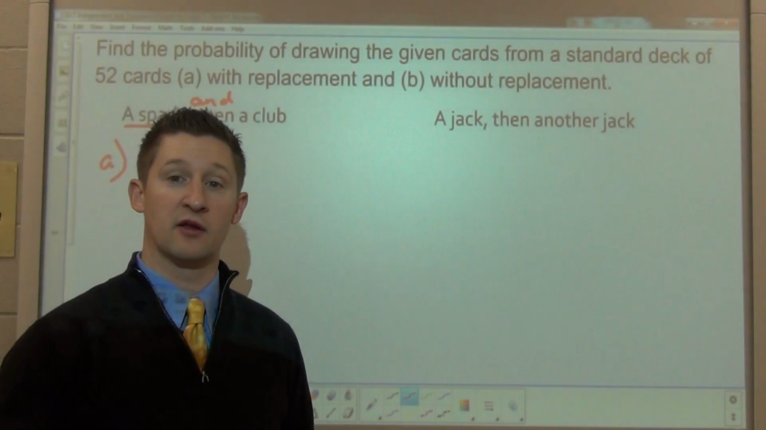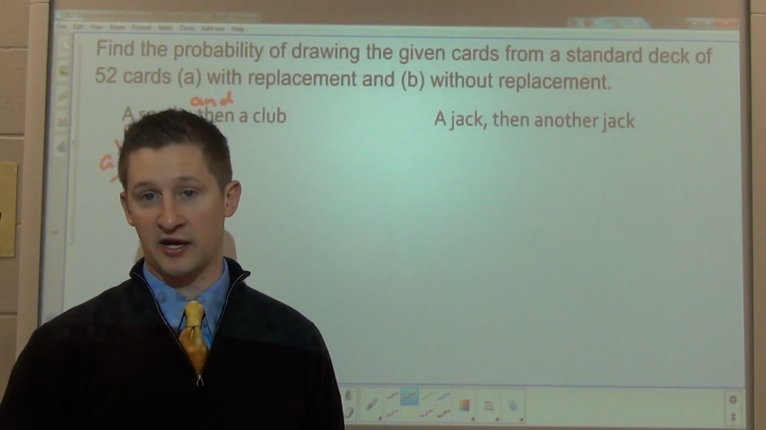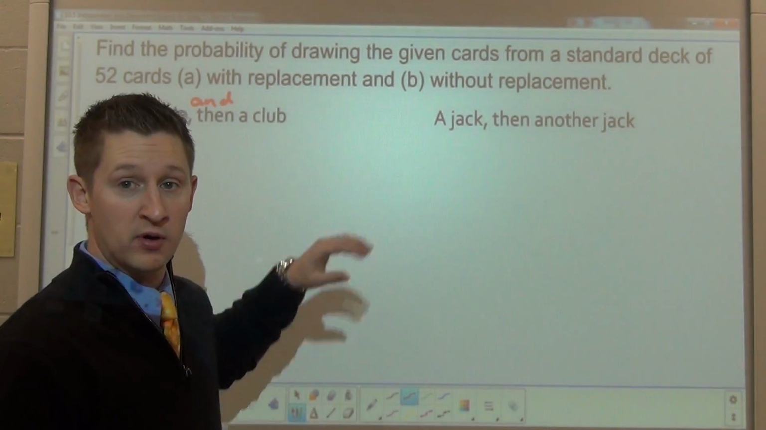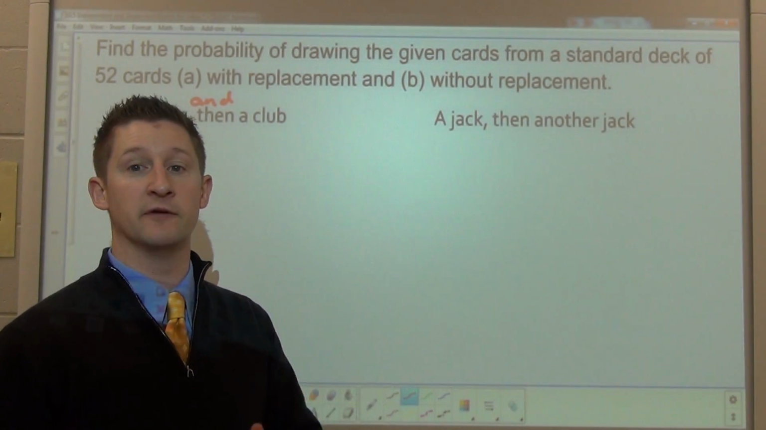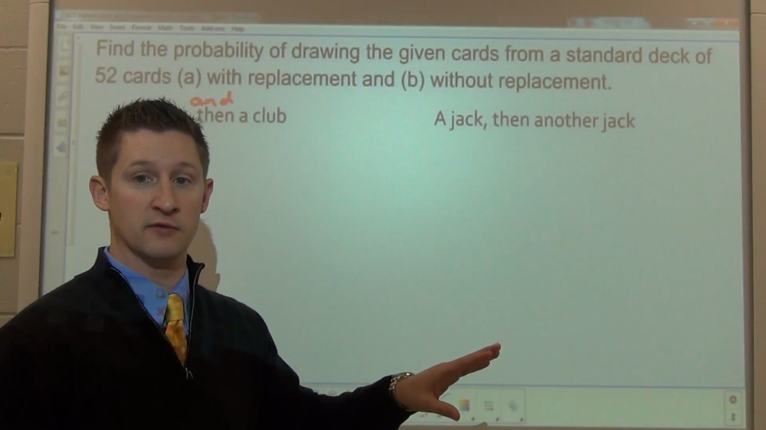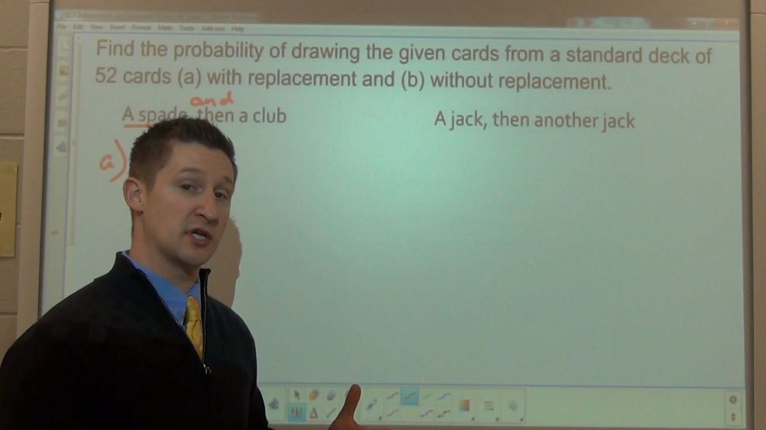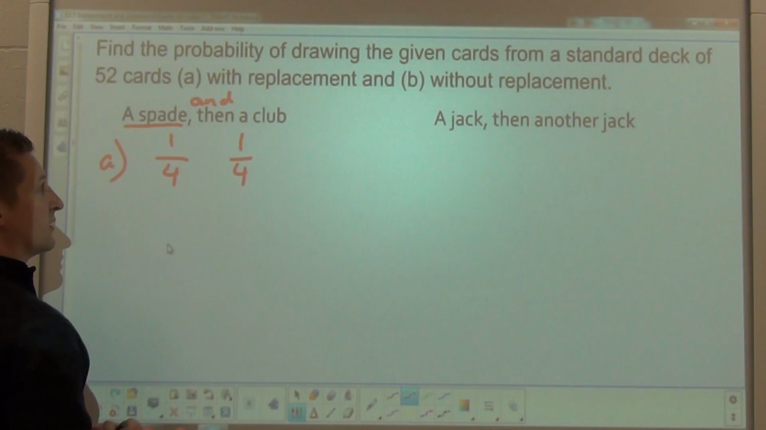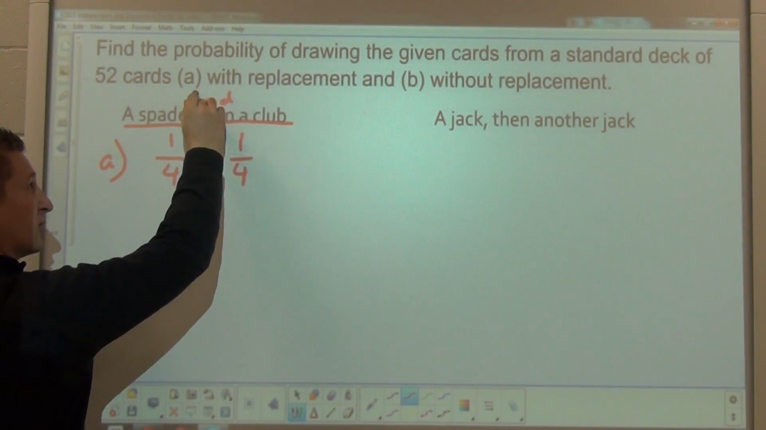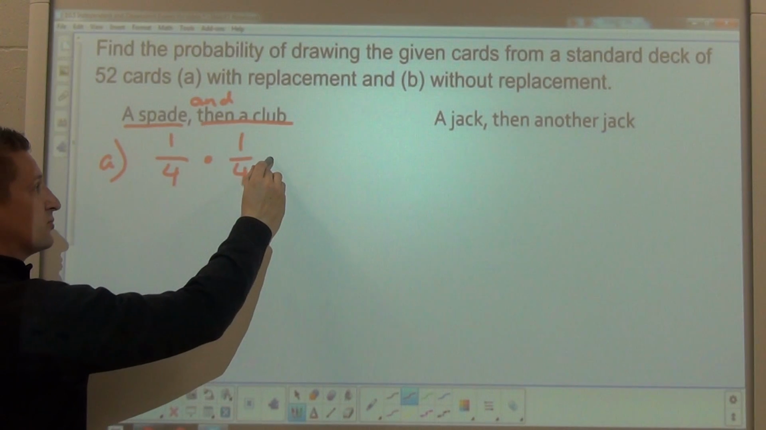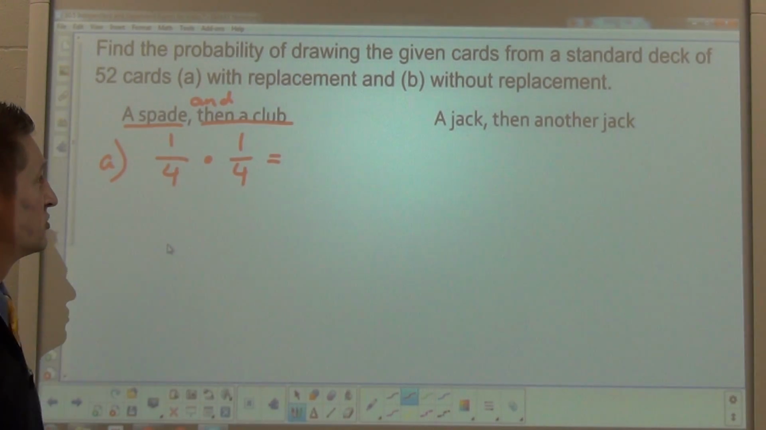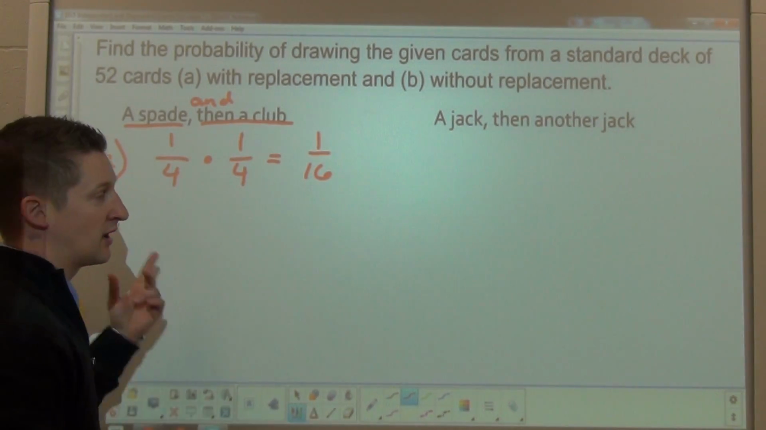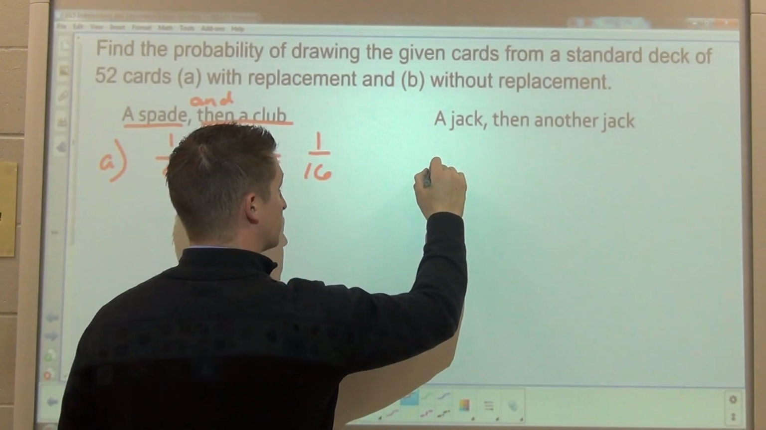Now, if I replace that card, I put it back in the deck, and then I draw a second card, and I want to get a club next, my probability to find a club is still 13 out of 52. I put the card back, the original card, it's still in there. So there's 52 cards left again, and I have 13 clubs in the deck, so 13 out of 52 is the same as 1 out of 4. Now, I have both these things occurring, the word and is present, so I need to multiply those two probabilities together. So the probability of getting the two cards that I want, in this case, would be 1 out of 16.